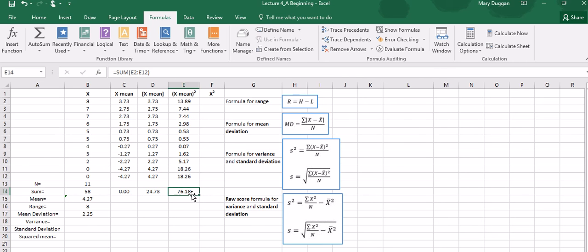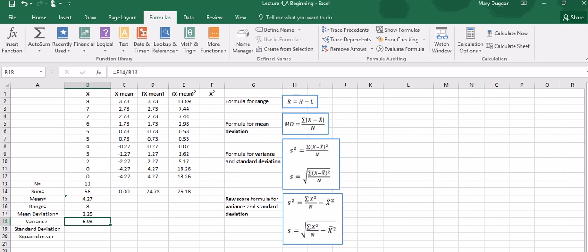Okay, so now we have the numerator for our formula for variance here. We have the sum of the squared deviations right here at 76.18. And in looking at the formula, what we're going to do then is divide by the number of responses, 11. So for the variance, I'm going to put an equal sign. I'm going to click on the sum of squared deviations. I'm going to put that over 11, and we come up with what's called a variance of 6.93. This number tells us that, on average, each score varies from the mean by 6.93 squared units.